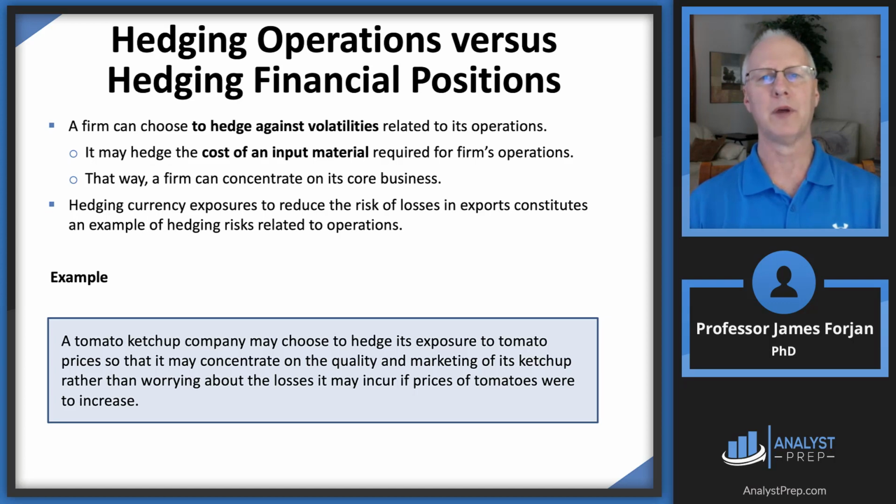All right, how about operations versus financial position? So a firm can choose to hedge against volatilities related to its operations. It may hedge the cost of input materials. And so what that enables a firm to do is concentrate on its core business. Here's the example that I always give my students. Let's suppose that you're a large company and you don't have any operations in Iceland. And so you decide that you're going to sell some product in Iceland.